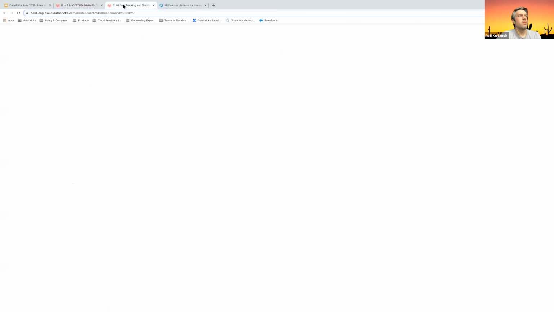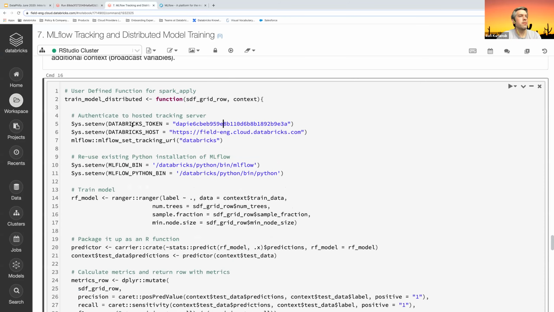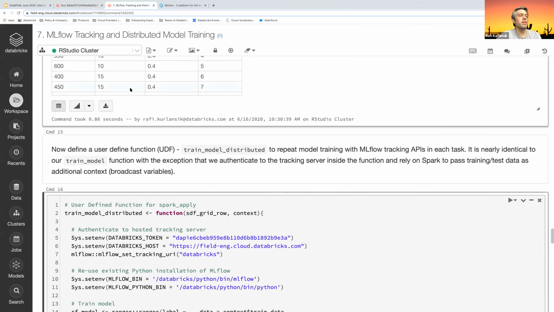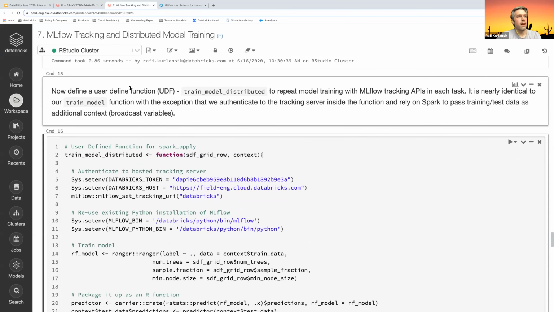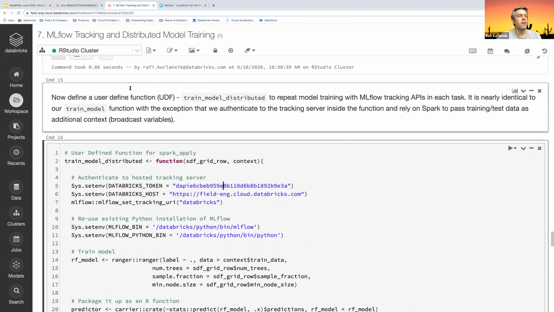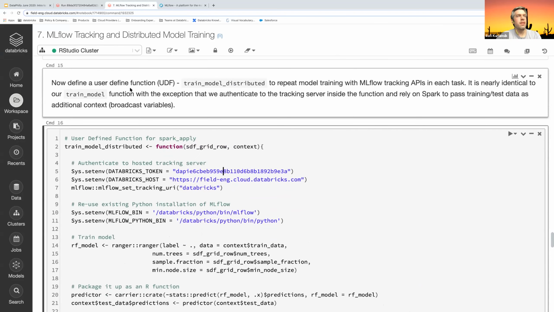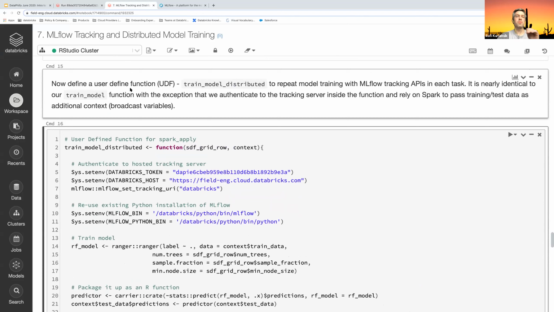All right, I'm going to talk about one other cool use case. This token is not working, but there's a really cool thing that you can do with both R and Python and Spark in MLflow. The idea is that you use Spark to parallelize the training of your model. You can train 100 models, 500 models, 1,000 models in parallel. Each model will get its own set of parameters, right?